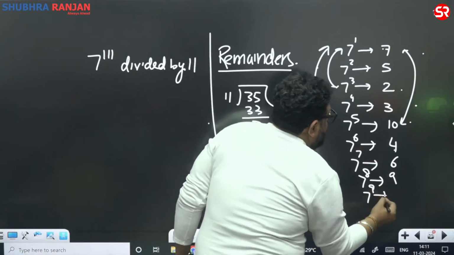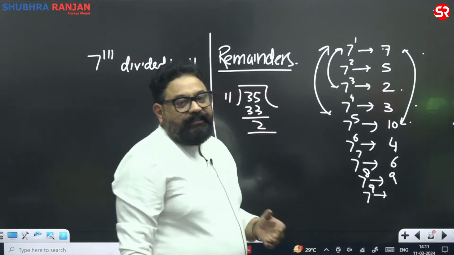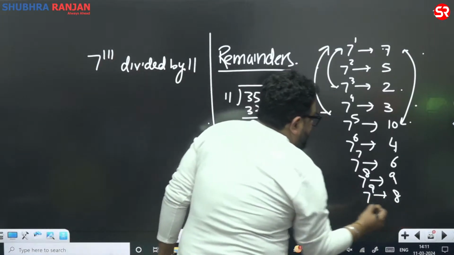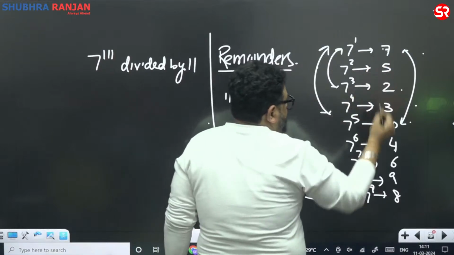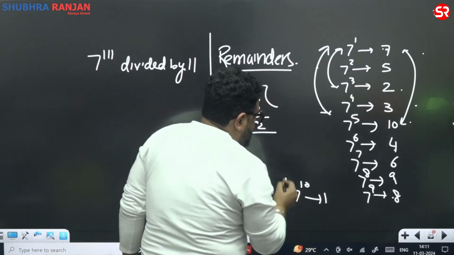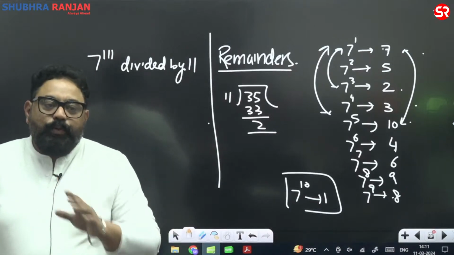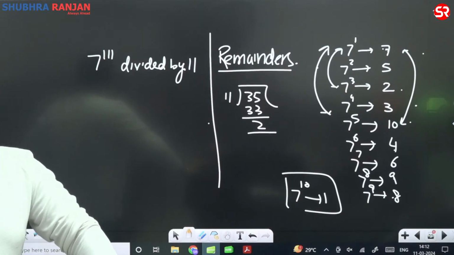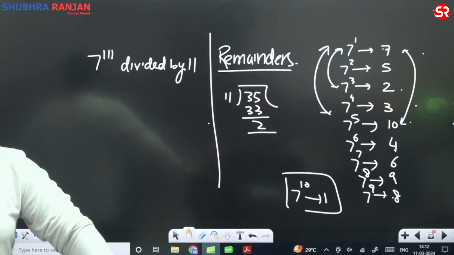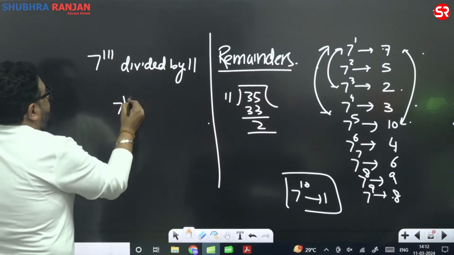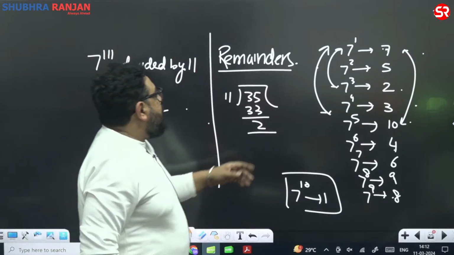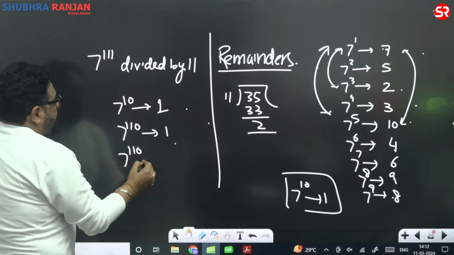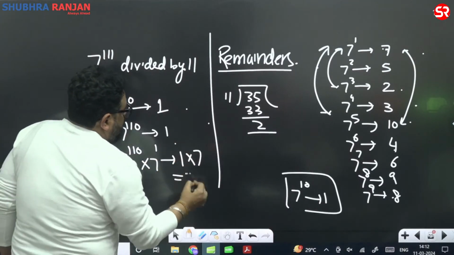Then 7 to the power 9 would be 7 into 9, 63. 63 when divided by 11, 55, remainder 8. And then 7 to the power 10 would be 7 to the power 1 into 7 to the power 9. 7 8s are 56, remainder 1. See, you would make 1. Don't worry. Though I don't expect that big a question. But if it comes, don't worry. Clear? So if 7 to the power 10 is 1, a multiple of 10 less than 111, 7 to the power 110, is also 1, which means 7 to the power 110 into 7 to the power 1 gives you 1 into 7, which is equal to 7 as your answer.